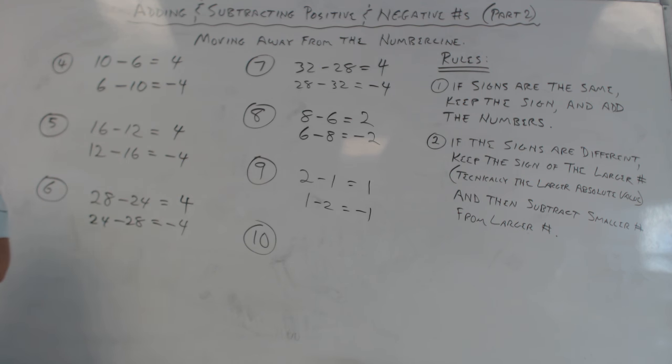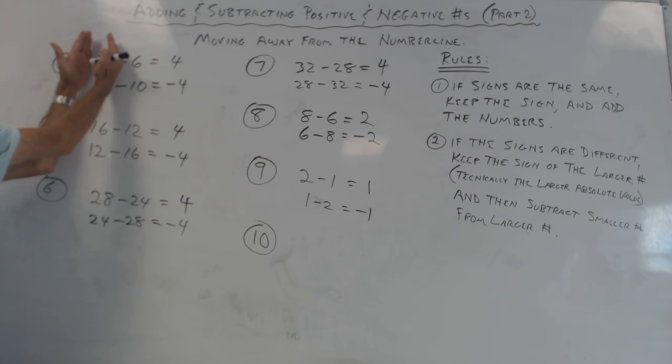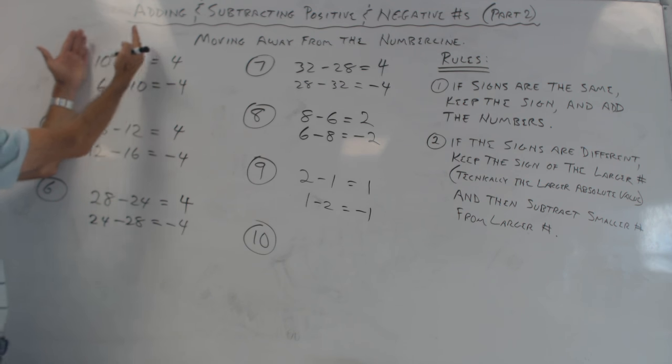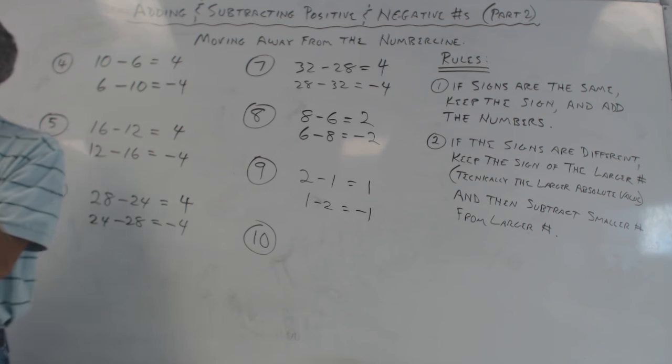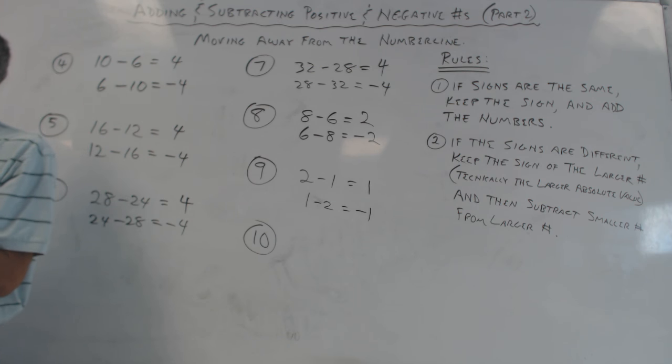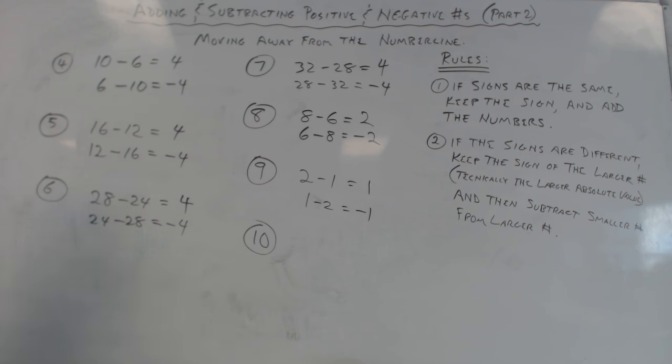So it says, if the signs are different, you keep the sign of the larger number, or technically the larger absolute value. I don't know if everybody knows what absolute value is. The absolute value of positive 10 is positive 10. The absolute value of negative 10 is positive 10. So absolute value just takes something that's either positive or negative and keeps it positive, right? We're only talking about a real distance, a distance away from zero.